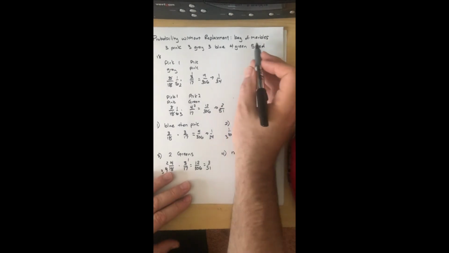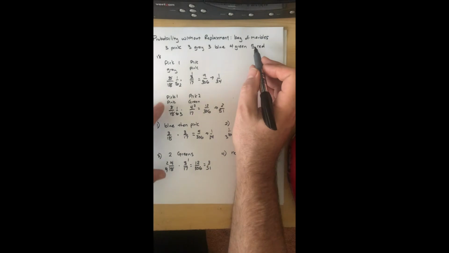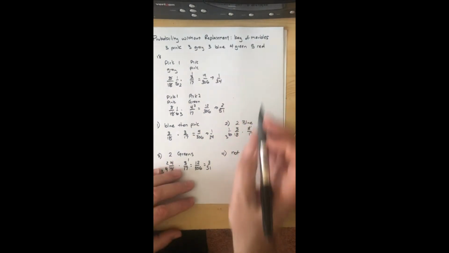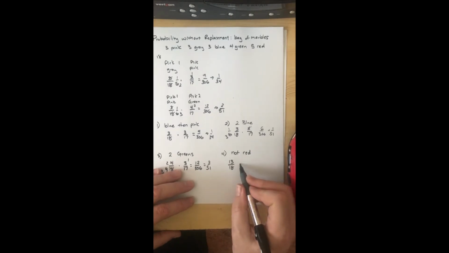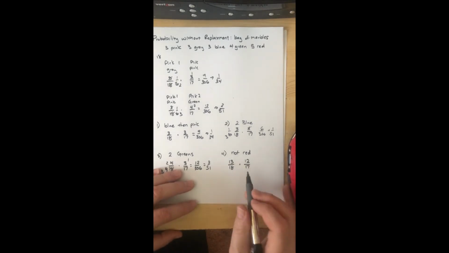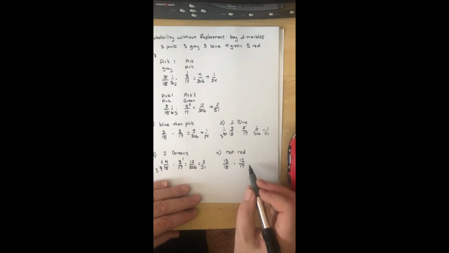Not red means there are 5 red marbles out of the 18. So 18 minus 5 is 13. So there are 13 non-red marbles out of the 18 for the first pick. In the second pick, there's 1 less marble. There's also 1 less non-red marble. So now I have 13 times 12 over 18 times 17.